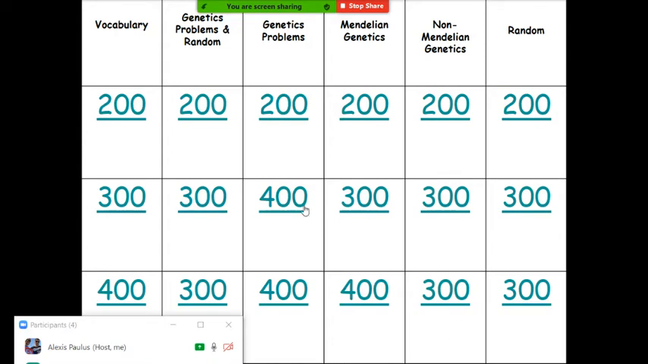All right, so here we go. We're going to go one column at a time. We'll do about 1 minute per 100-point question. So about 2 minutes for the 2-pointers, 3 minutes for the 3-pointers, and 4 minutes for the 4-pointers. That may be more time than you need, but that's just fine. All right, here we go.